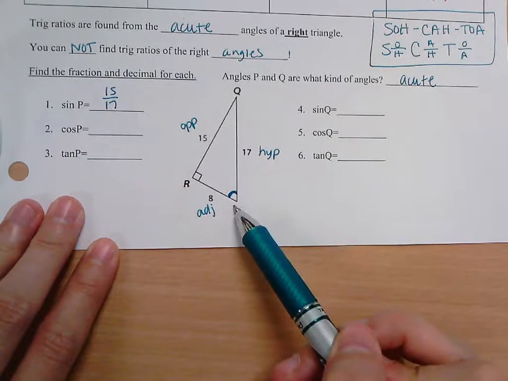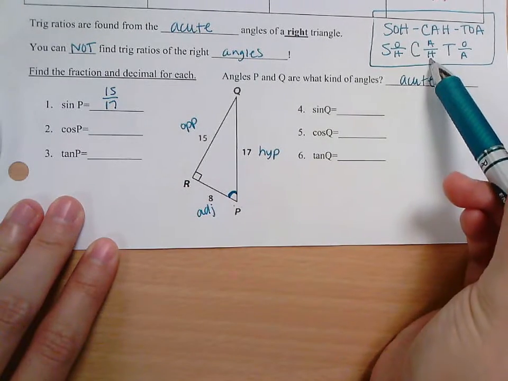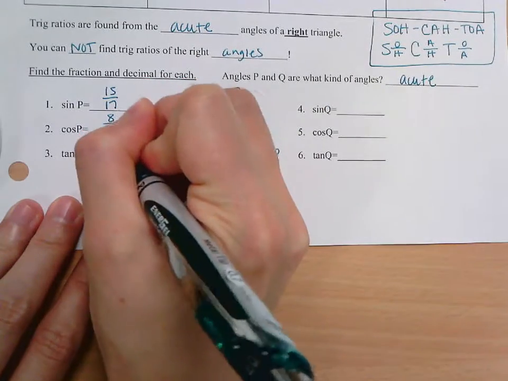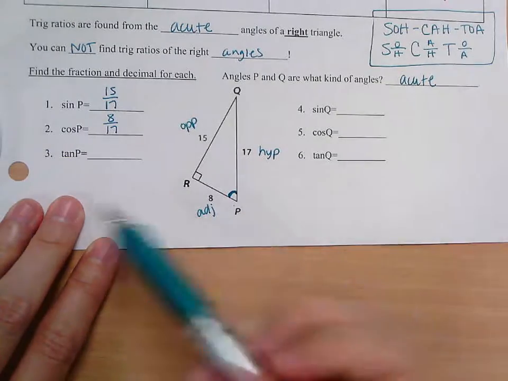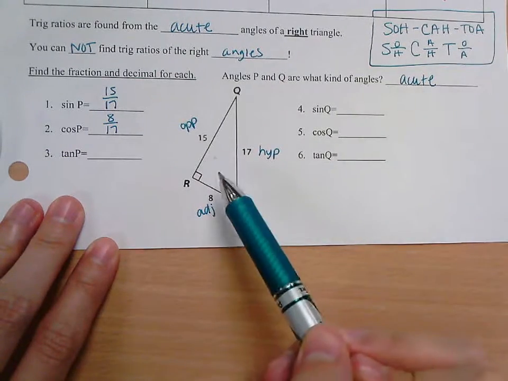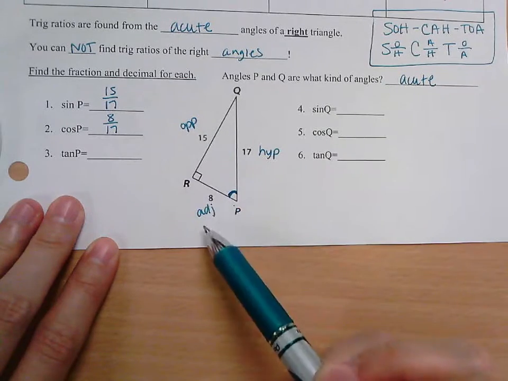Cosine of P is adjacent over hypotenuse. So that would be 8 over 17. And then tangent of P is opposite over adjacent. So that is 15 over 8.